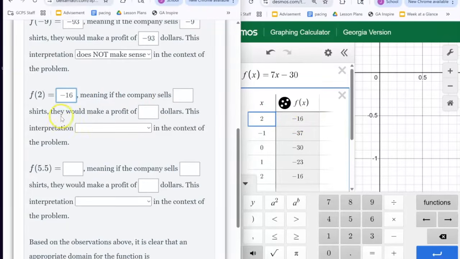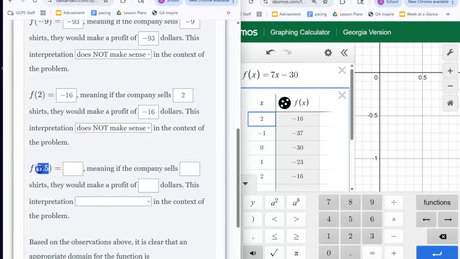What does this mean in the context? Shirts is 2, profit is negative $16. That does actually make sense. Meaning the company sells 2 shirts, and they will profit negative $16. In other words, I'll make a loss, and that does make sense, right? If I'm a company, I don't have to make a profit. I could make a loss.